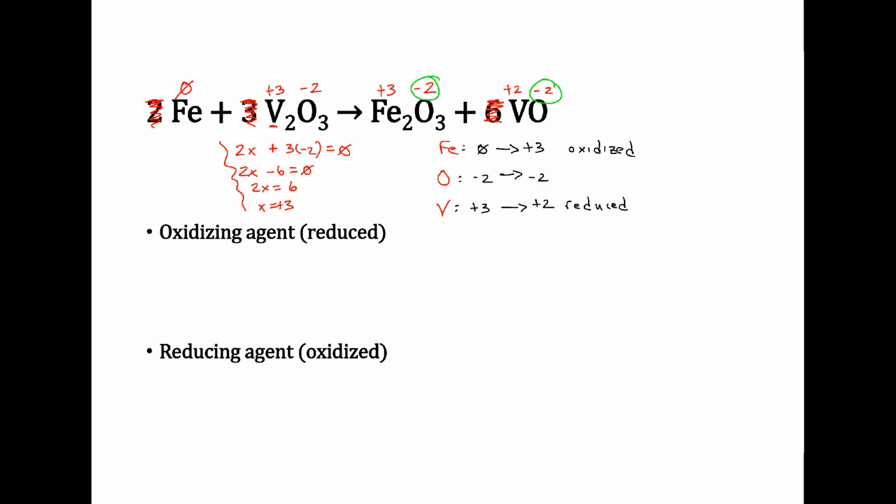So that means the oxidizing agent is what's being reduced, so we would say that V2O3 was our oxidizing agent, and then our reducing agent, which is what's being oxidized, is the iron.